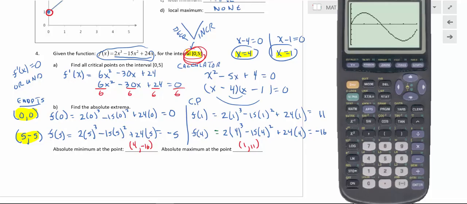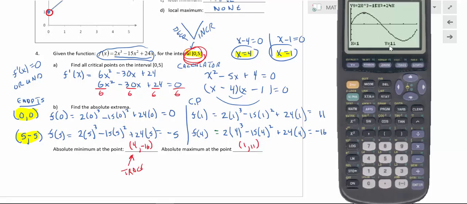Sometimes they even have you graph this. So if you want to verify this, the absolute min, all you'd have to do is just trace at 4. If you type trace and put 4 in, you can tell that's blinking at the minimum, so that's right. And then if you want to trace at 1, type trace 1, that's blinking at the max, and see that value is coming up as 11.